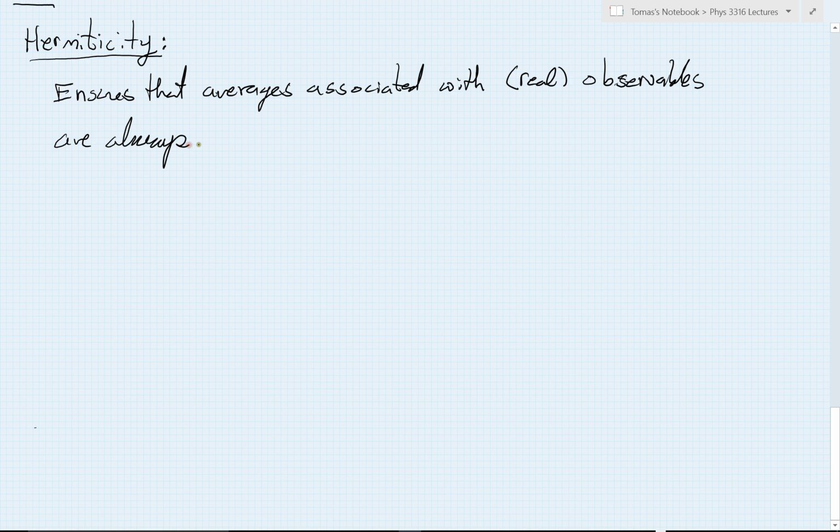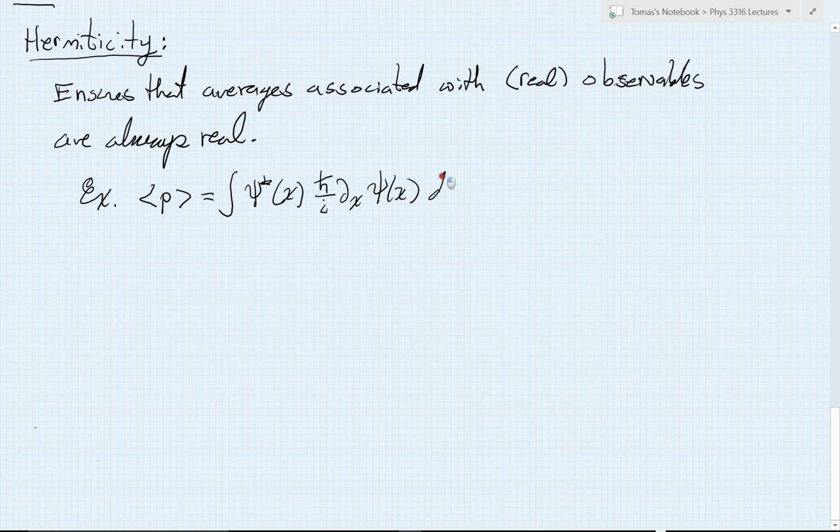Now, you would think that they should always end up being real, but you need your operators to have certain specific mathematical properties. Now, if you have any doubt that this is somewhat of a subtle issue, let's consider a simple example. Suppose we were to calculate the average of the momentum we would observe in a given quantum state. Now you know that that would be, in the real space representation, just the integral of psi star, with the operator sandwiched in between, h bar over i d by dx, of psi of x, integrated dx.